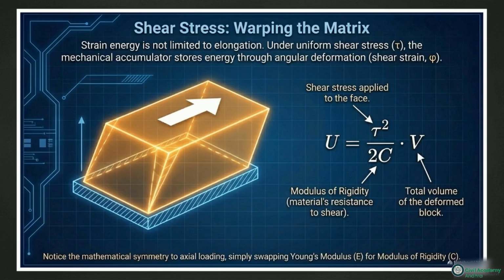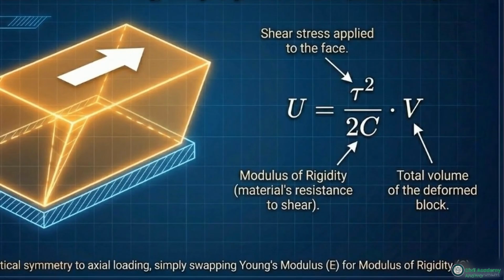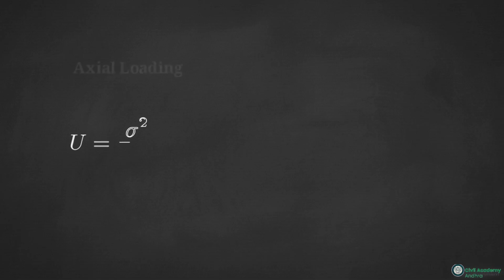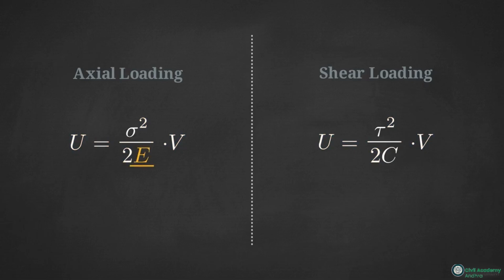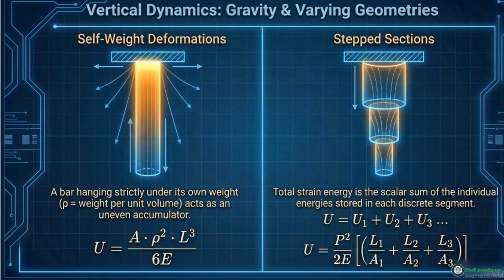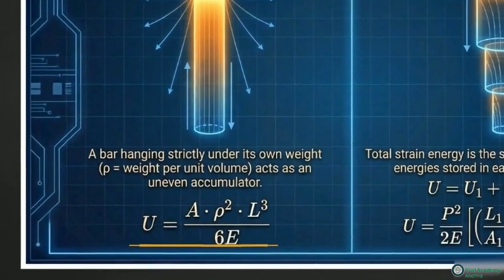Instead of elongating, the structural block warps under uniform shear stress, accumulating energy inside the deformed volume. The mathematics remain perfectly symmetrical. The shear energy equation mirrors the axial formula, simply swapping Young's modulus for the material's modulus of rigidity. This vertical dynamics diagram visualizes self-weight. Massive vertical structures act as uneven accumulators, forced to absorb the mechanical strain of their own gravity.